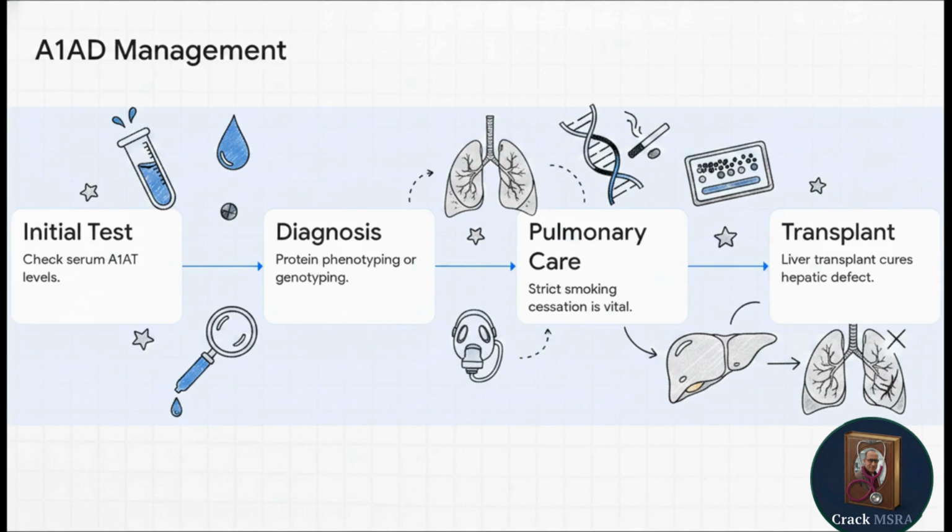When we get to management, step 3 is all about the lungs. Listen closely. Strict smoking cessation is arguably the single most vital intervention you can make here to stop the rapid decline of their lung function. It's absolute priority number 1, though of course you'll also throw in standard COPD care like bronchodilators. Finally, step 4 is surgical management for end-stage disease. A liver transplant is super interesting here because it literally cures the hepatic defect. The new donor liver will successfully produce normal A1AT. But, and this is a big but, you have to remember that this shiny new liver does absolutely nothing to reverse the structural damage already done to the patient's lungs.